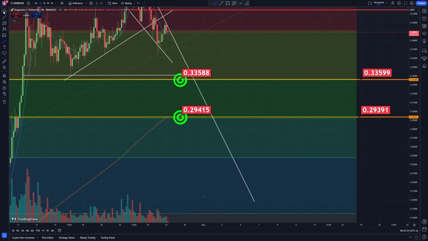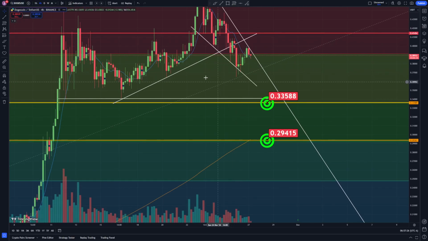So now we're trending down. The next Fibonacci retracement level, the 38% level, is sitting at 335.88 approximately. The 50% after that is sitting at 294.15 approximately. As long as we're trending down, these are the spots that I'm looking at.